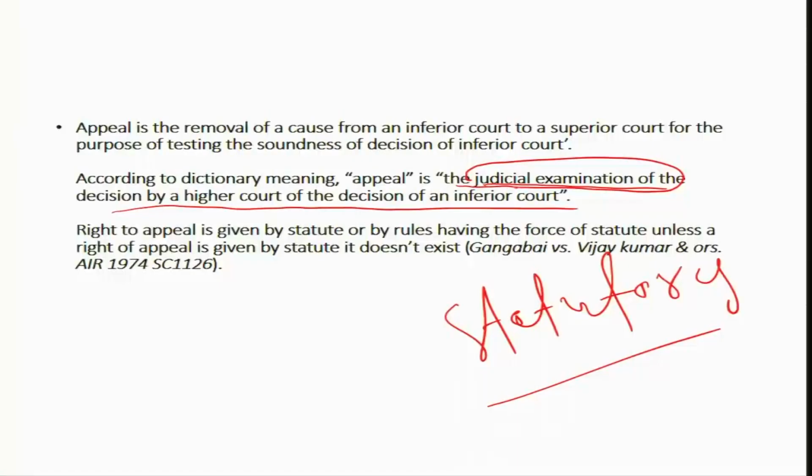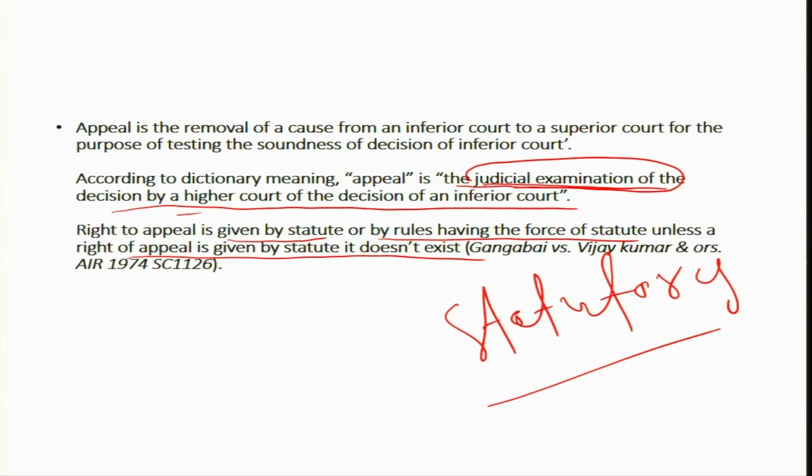So, this is judicial examination of the decision, and further it is also written that the right is given by the statute and by rules having the force of statute. Unless the right of appeal is given by statute, it does not exist. So, this is a statutory right; you have to find out in section 9 whether it is so, because for every matter you cannot approach the appellate court. You will read section 96 and come to know more about how this is a statutory right, and simultaneously about the inherent right of suit. Right to suit is your inherent right.